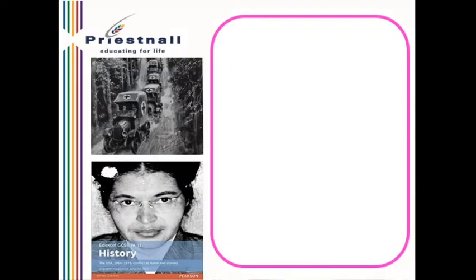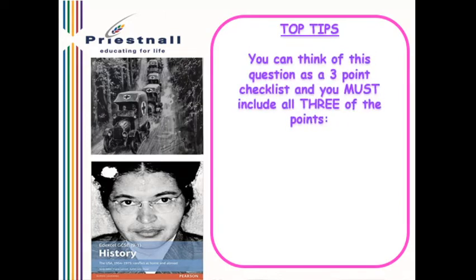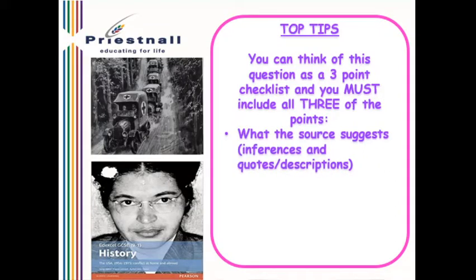So a couple of top tips before we start tackling this question. My top tips for this question are that you can think of this question as a 3-point checklist, and you must include all three of these points. So whether you're doing this on paper one or paper three, these are the three things that you must include for each source. So you have to include what the source suggests about the topic that you're given.